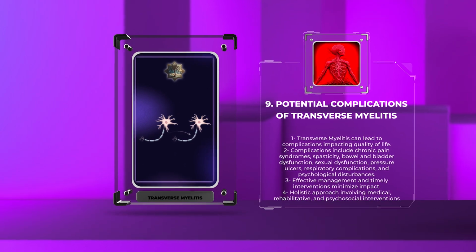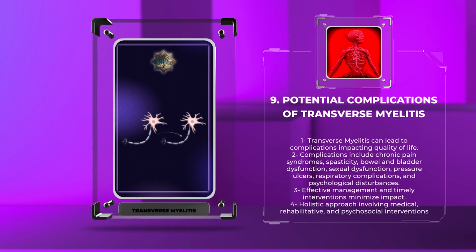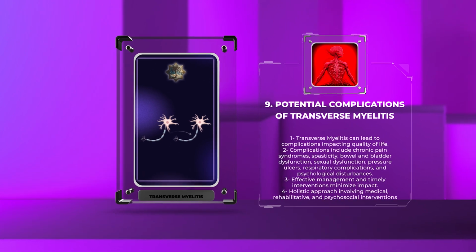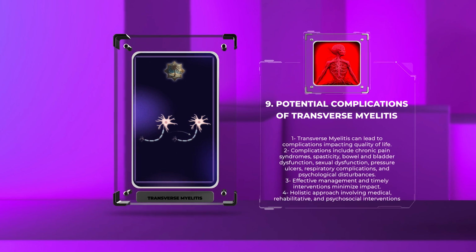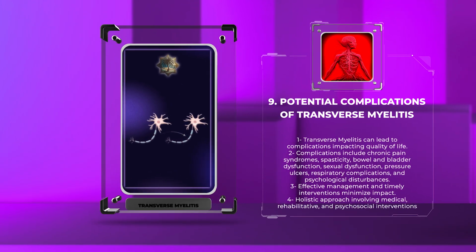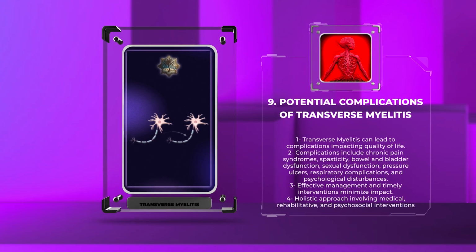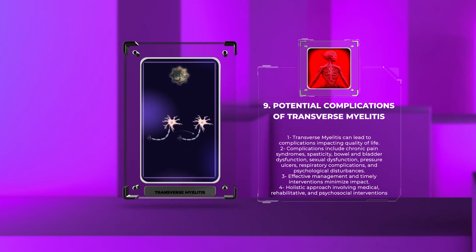These complications may include chronic pain syndromes, spasticity, bowel and bladder dysfunction, sexual dysfunction, pressure ulcers, respiratory complications, and psychological disturbances. Effective management and timely interventions can help minimize the impact of these complications, necessitating a holistic approach encompassing medical, rehabilitative, and psychosocial interventions. Recognizing and addressing potential complications contribute to improved patient outcomes and enhanced quality of life.